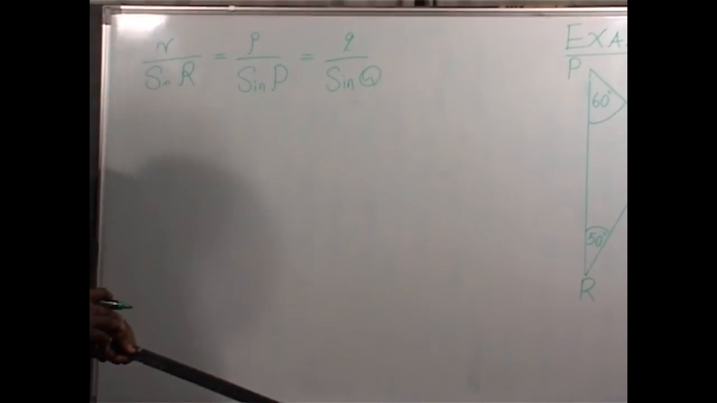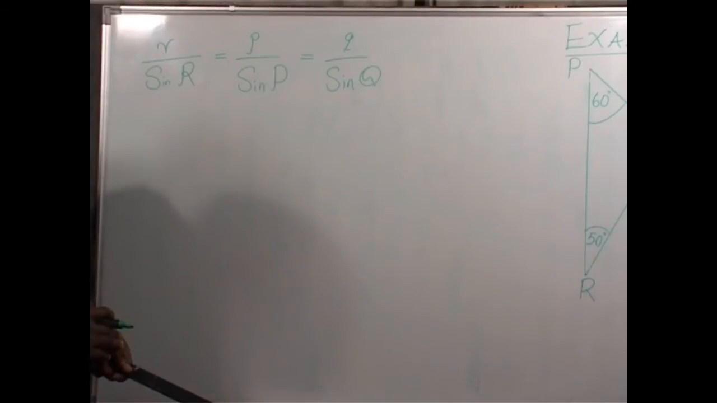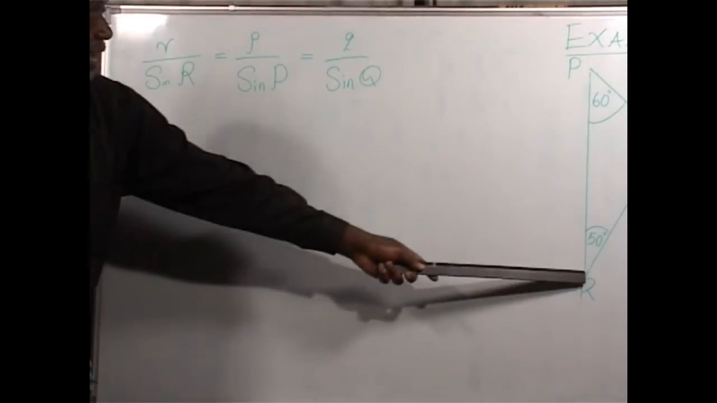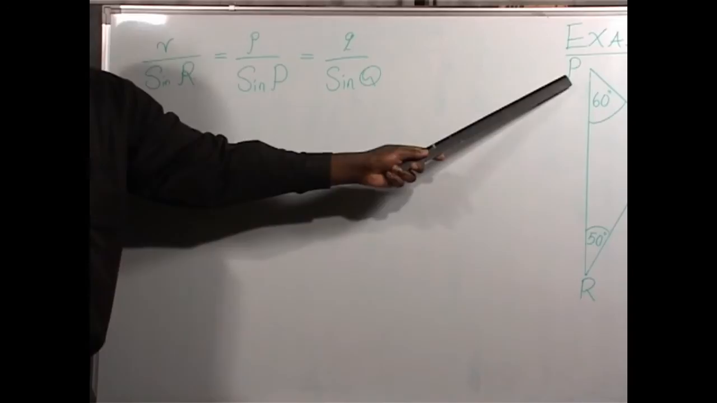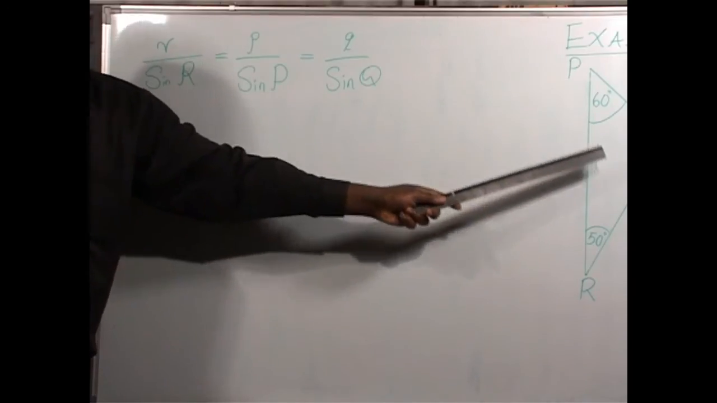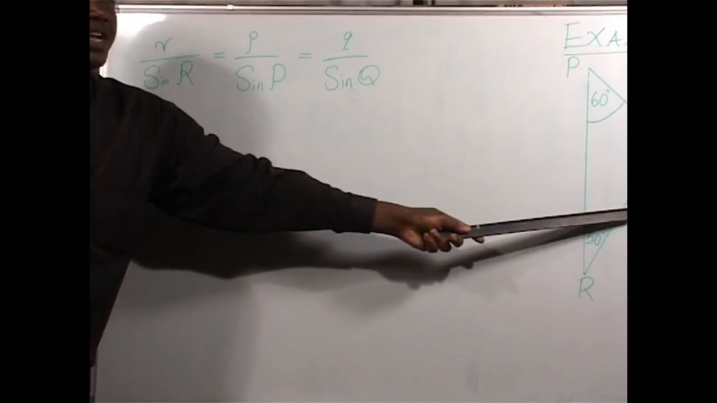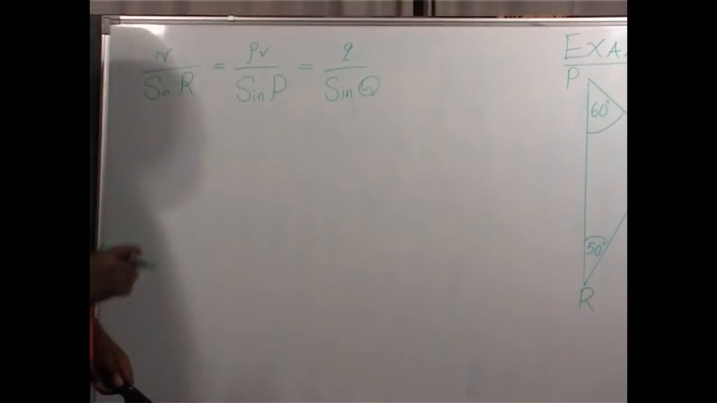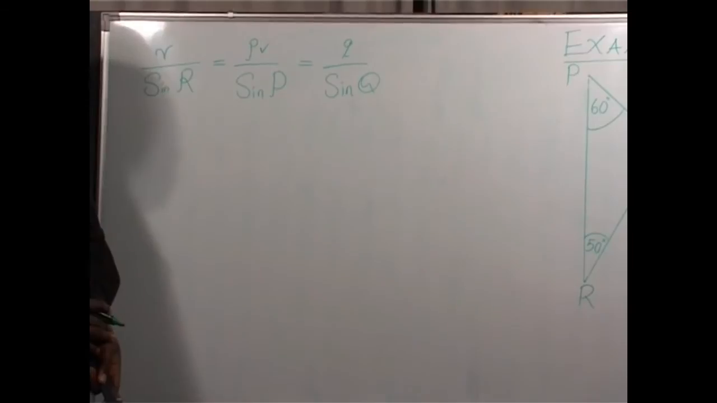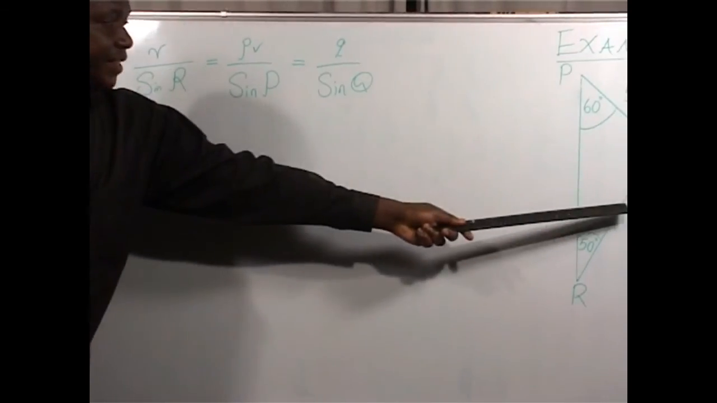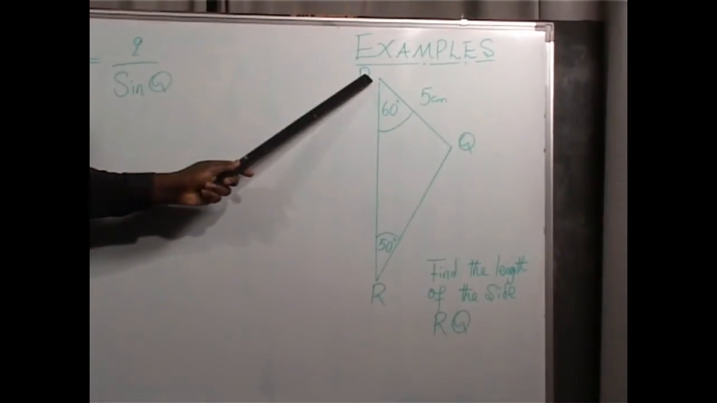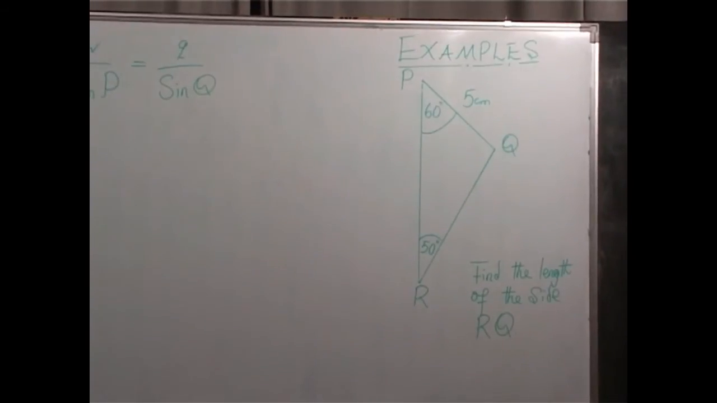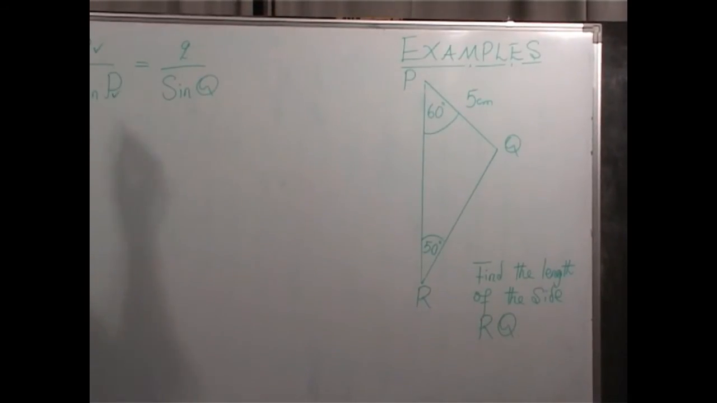We have been asked to find RQ. RQ is opposite capital letter P, meaning it is denoted by small letter p. So we must have that involved. This RQ is opposite to the angle at P, which is given as 60. So the sine of P is also going to be involved.